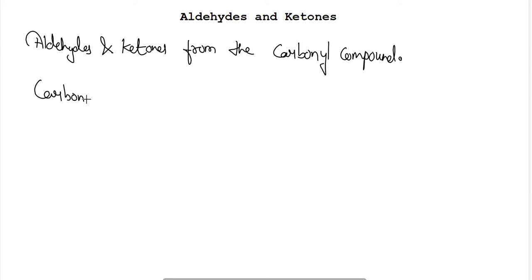All the three, the aldehydes, ketones and as well as the carboxylic acids, are termed as carbonyl compounds. So what are these carbonyl compounds? A carbonyl compound is where the carbon atom forms a double bond with the oxygen atom and two of its bonds are open.